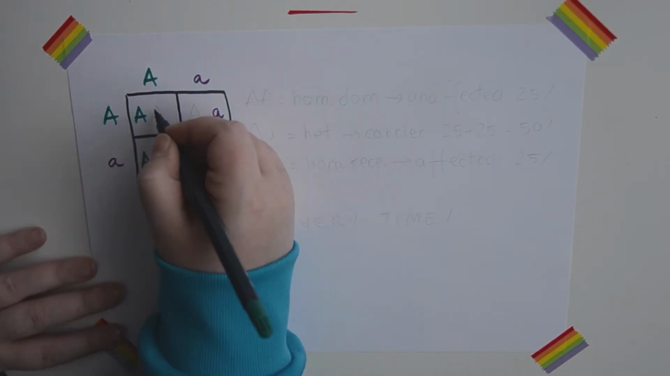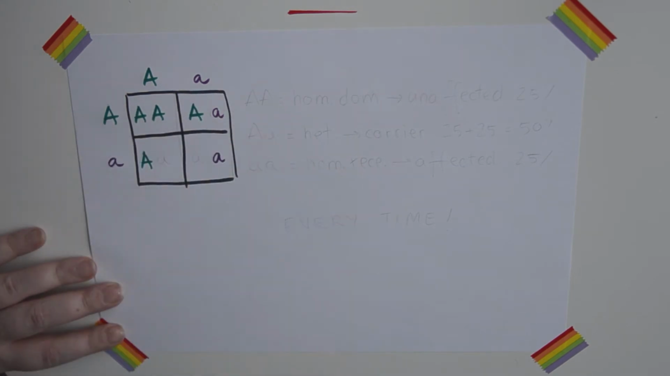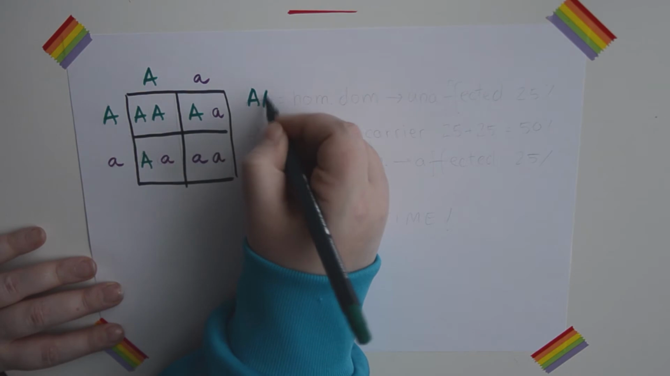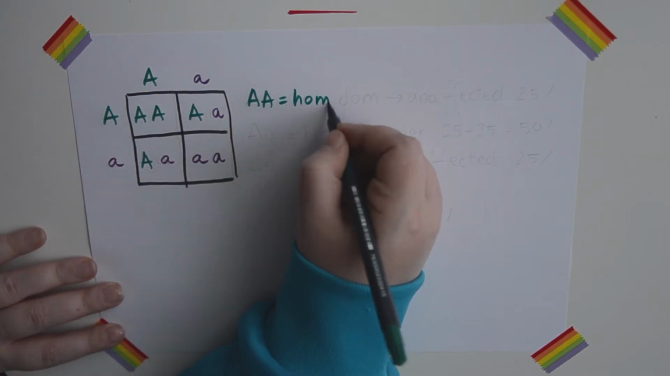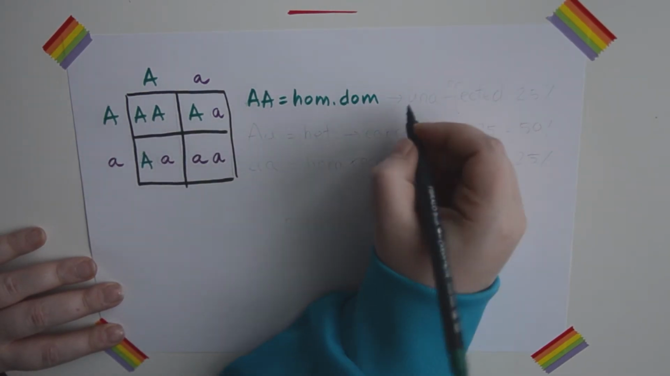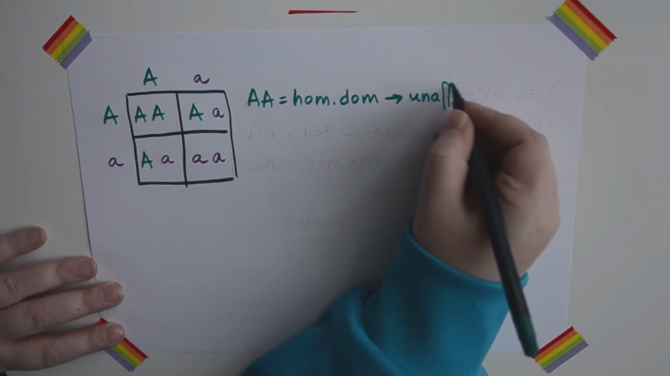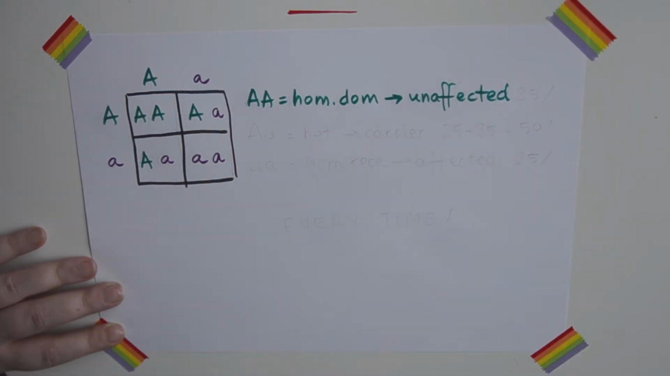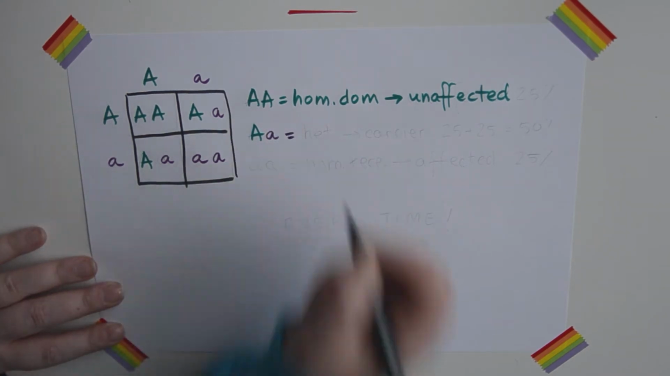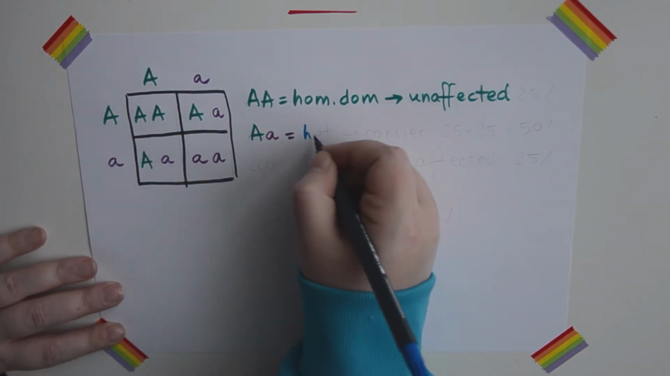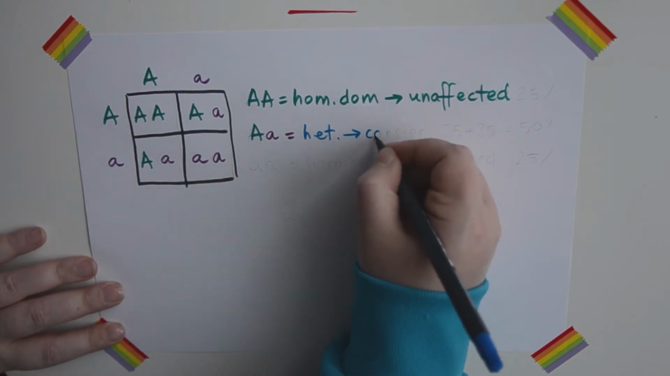So now we can fill out our Punnett square to see what the different possible outcomes can be. So maybe the child gets one big A from each parent. This child is homozygous dominant and is therefore unaffected by the disease. Or maybe the child gets one big A from one parent and one small a from the other parent. So the child is heterozygous and is therefore a carrier, just like the parents.